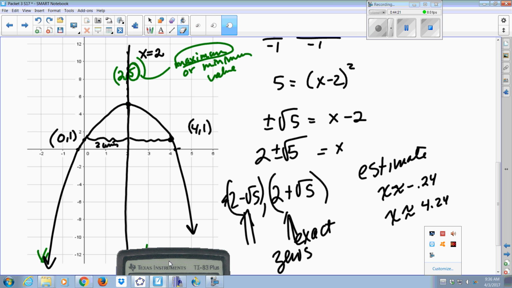So how did we do this? We first found out whether it opens up or down. We then found the vertex. We then found the y-intercept, and the point on the other side of the line of symmetry that's equidistant away. It's symmetric to the y-intercept. Your 2 x-intercepts, voila, you're done.